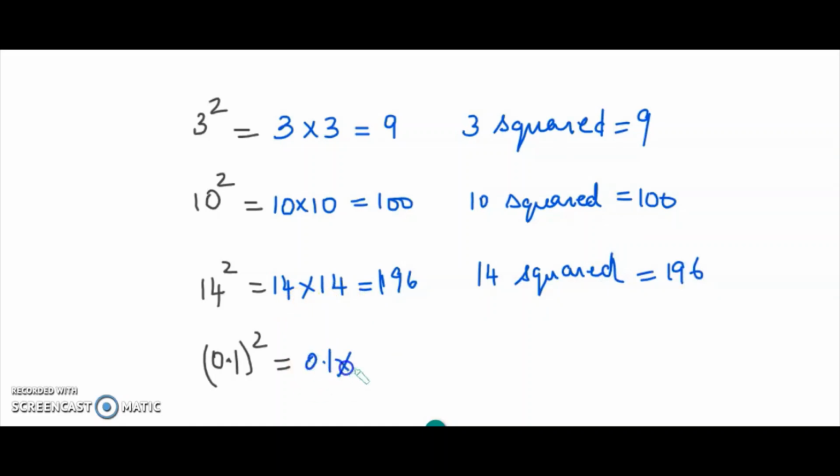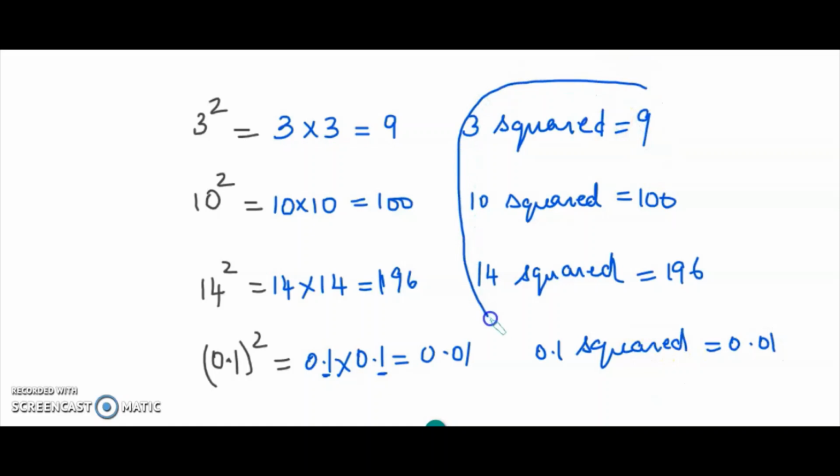0.1 square means you multiply 0.1 with itself. There are 1 decimal place in each, so 0.1 square will have 2 decimals. That's 1 plus 1, that is 2. So 0.1 squared, the answer is 0.01. It's really weird to say like 3 squared, 4 squared, 14 squared and 0.1 squared, right?